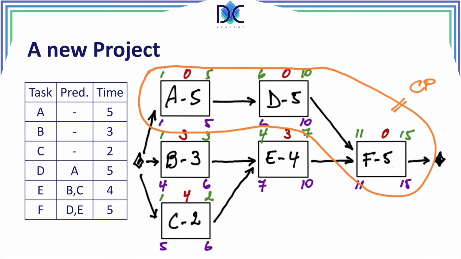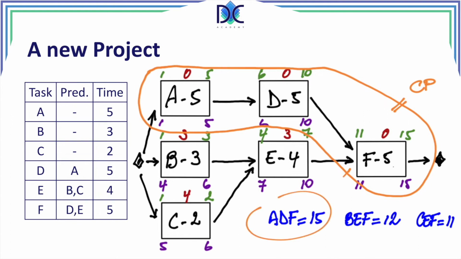But remember, the critical path is given by the longest path, the duration of the longest path. So we have the paths ADF with the duration of 15, the path BEF with the duration of 12, and finally the path CEF with the duration of 11, and the longest path is ADF, and in this case, this is the critical path. Let's now put all these things together in ProjectLibre.